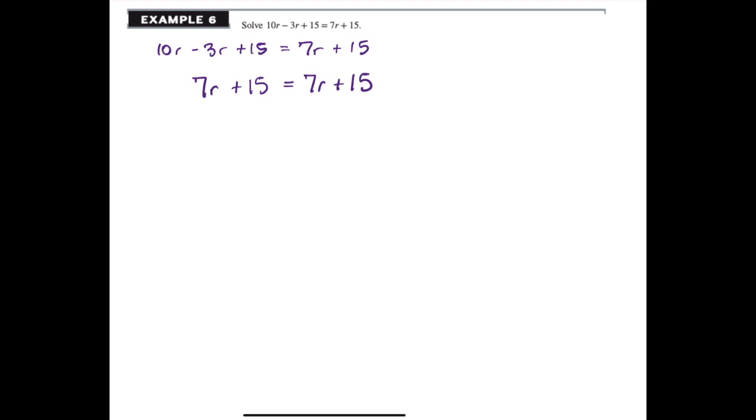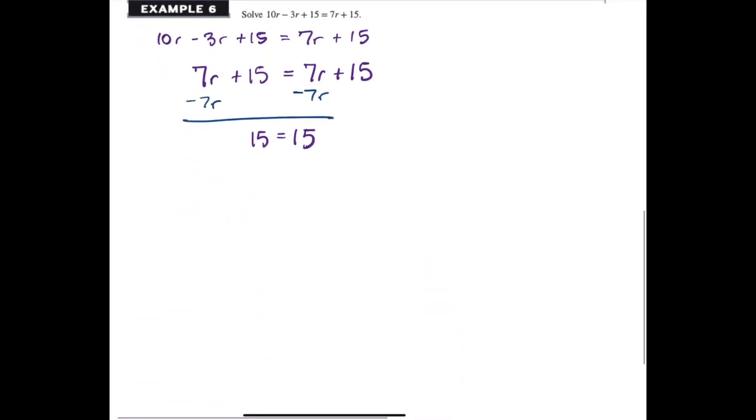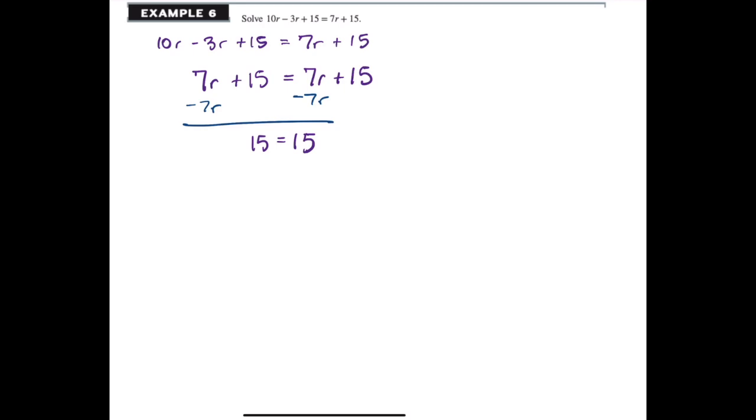We could continue solving this. We could subtract 7r from both sides. That'll give us 15 equals 15. Definitely true. This is a true statement. So we had the same phenomenon where our variables canceled. It canceled on both sides. But last time we got an untrue statement. Last time we were saying negative 9 equals 2. Not true. That's a contradiction. In this case, this is true. 15 does equal itself. So this means we have an infinite number of solutions.